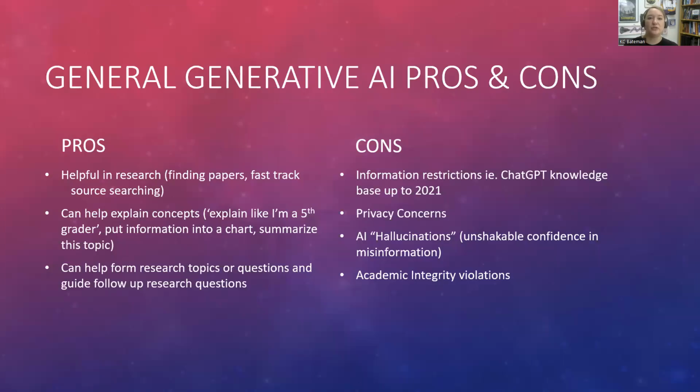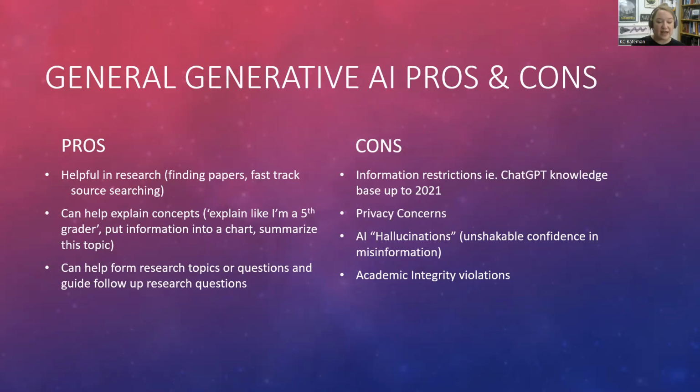So what are our general generative AI pros and cons? Well, on the pros list, it can be helpful in research, help you find papers, fast track some source searching, can also help explain concepts. You can even, when talking to ChatGPT, say, explain this concept to me like I'm a fifth grader. So basically, take it into terms that are easy for anyone to understand. You can ask it to put information in a chart if that's how you best read information, or to bullet points. And you can also ask it to summarize a topic.